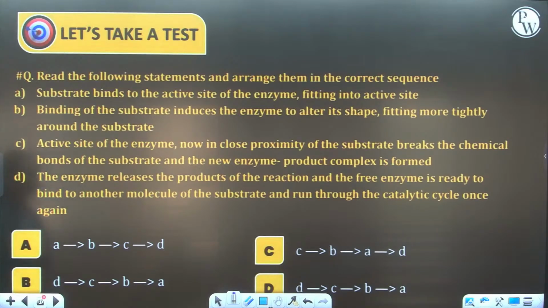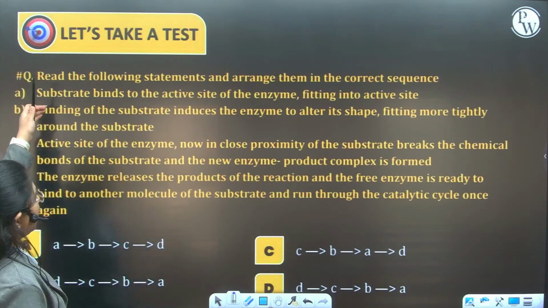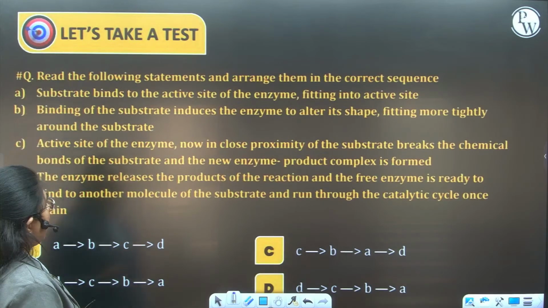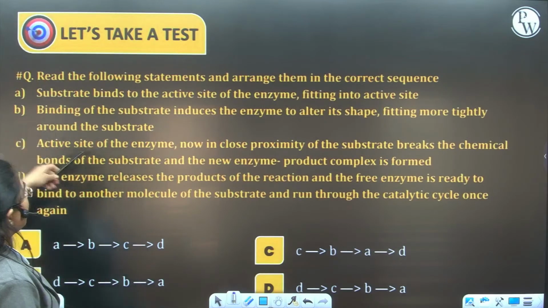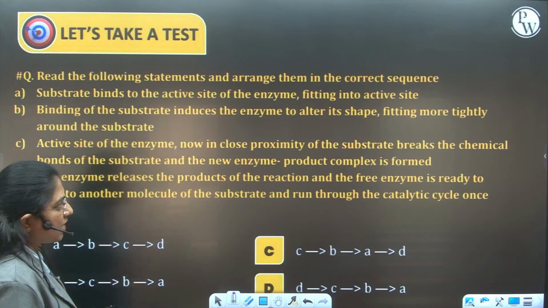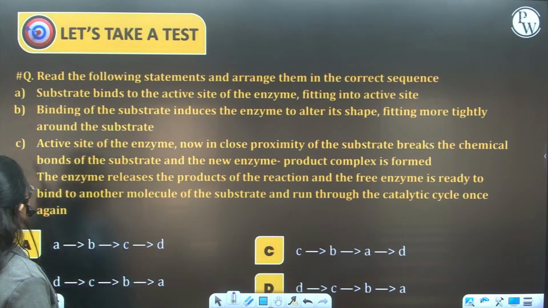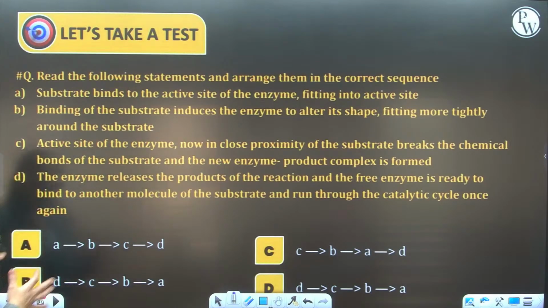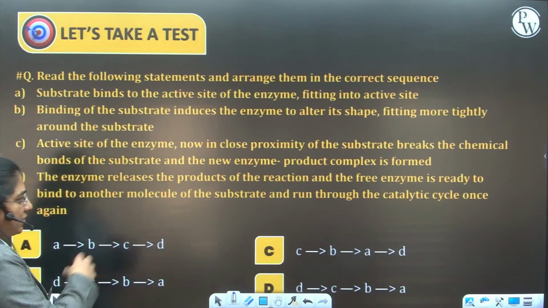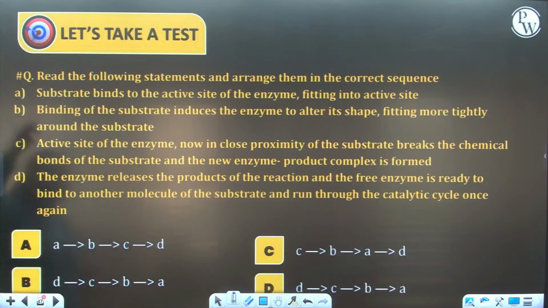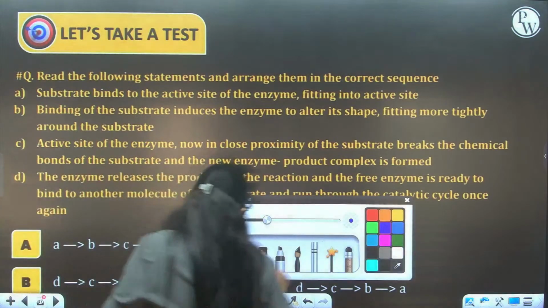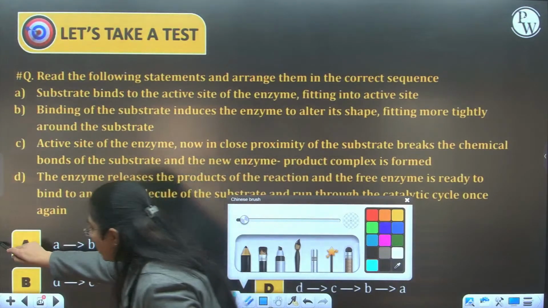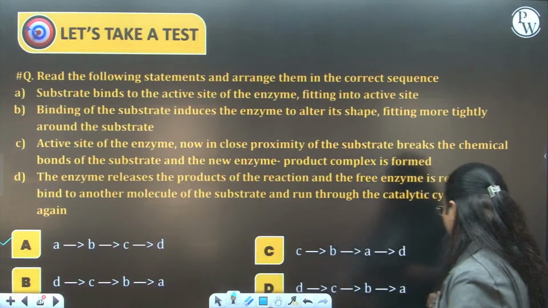Okay, let's see. So substrate binds to the active site of the enzyme, fitting into the active site. Yes. Followed by what will happen now? There will be change in the active site shape. Again, correct. Followed by the active site of the enzyme, now in close proximity, breaks the bond. And then the product is released and the enzyme is again free. So the order is A, B, C, and D. And our first option itself has that answer. So that will be our correct understanding and correct answer for the question.